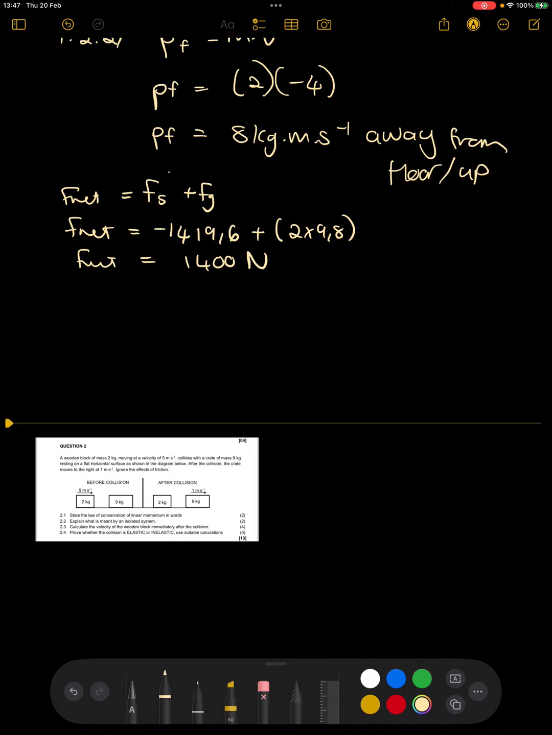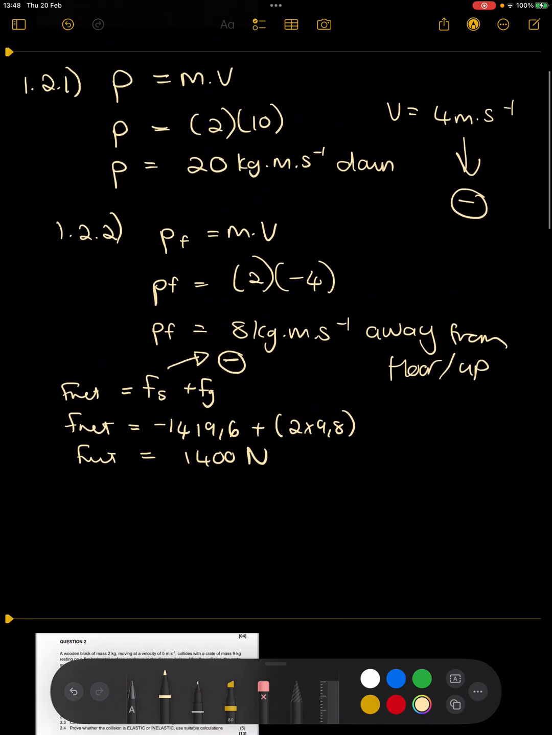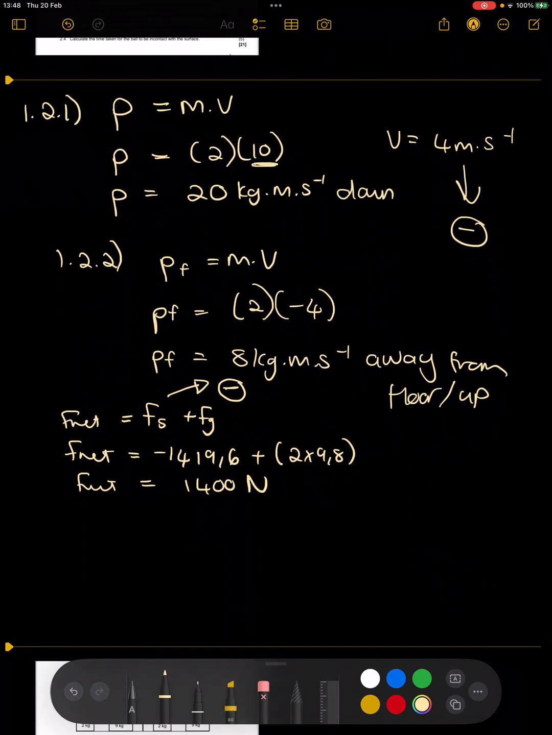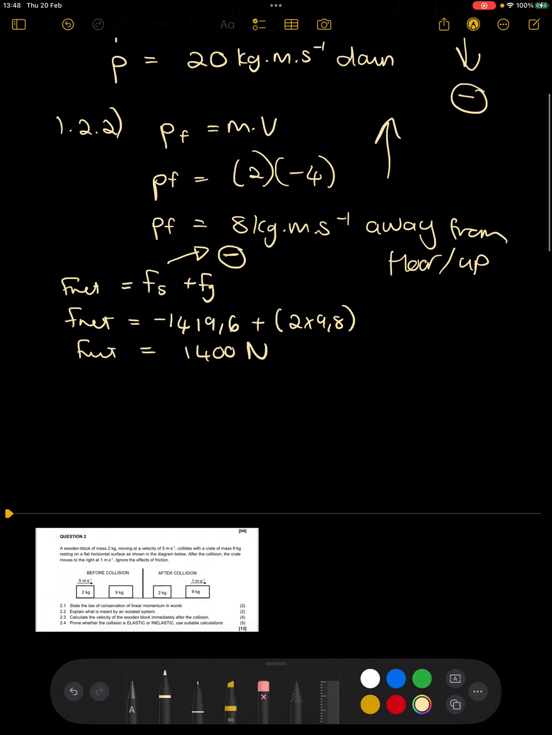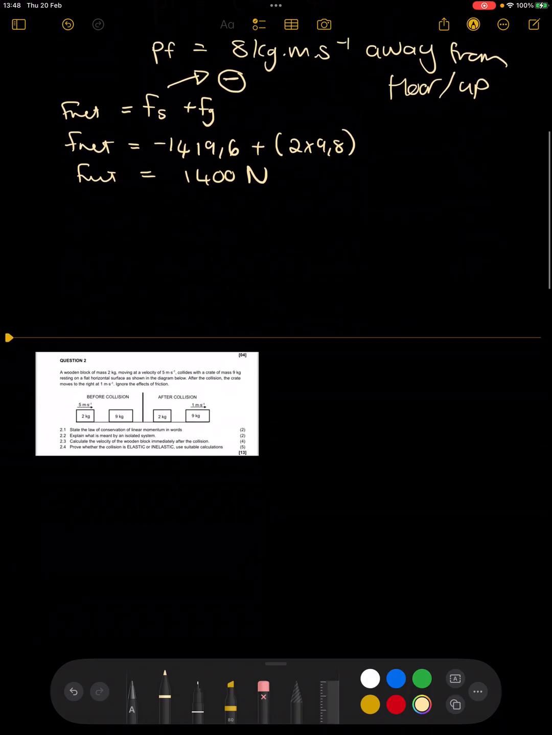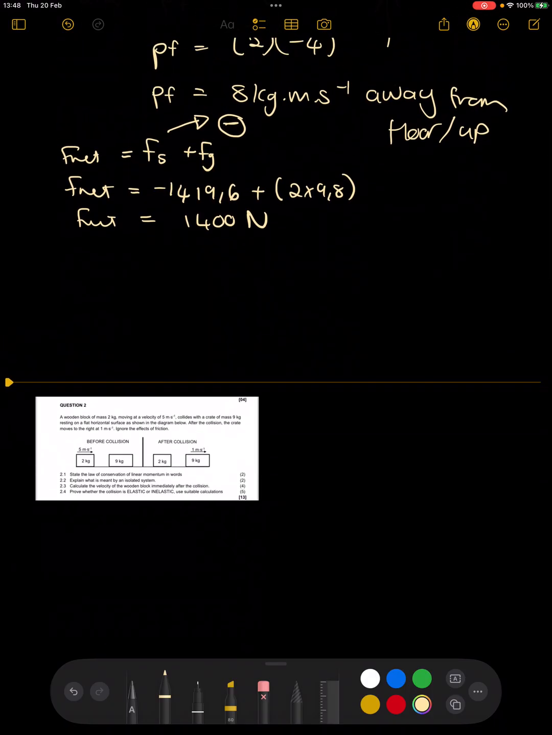You will see that the force that the ground exerted on the ball, I made negative. The reason for that is initially I decided that down was positive. That's why for the first question, my 10 meters per second when it was moving down towards the floor was positive. And here when it was moving upwards at 4 meters per second, I made it negative. So obviously the contact force of the ground on the ball is going to be acting in an upwards direction. Therefore the sign is going to be negative.